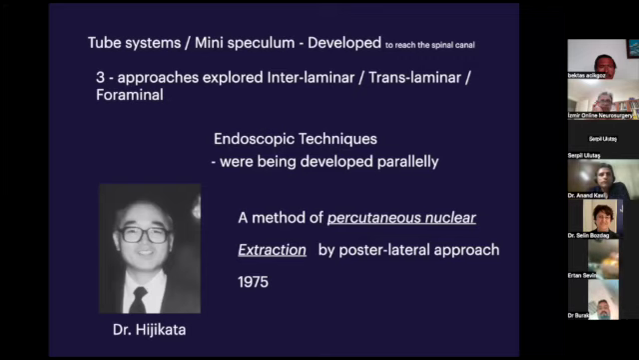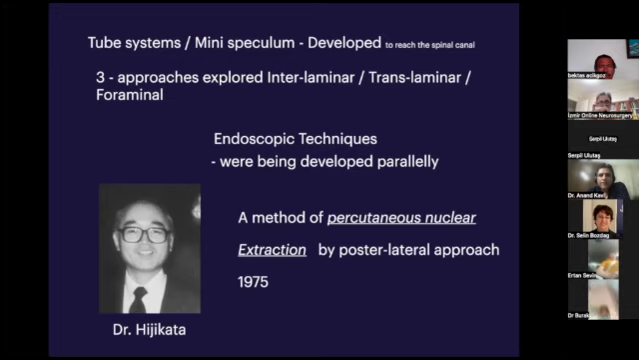Now, during the evolution of these spinal procedures, there were different systems that were evolving. One was the tube systems, one was mini speculums. These were developed to reach the spinal canal. And essentially, three approaches were explored: the interlaminar approach, the translaminar approach, and the foraminal approach.